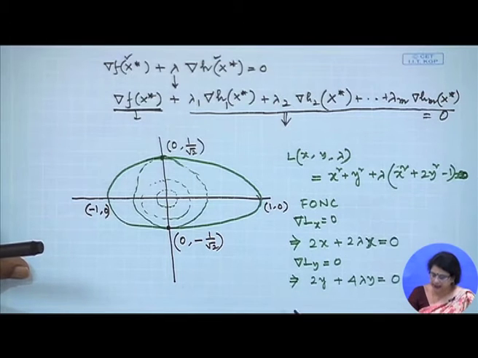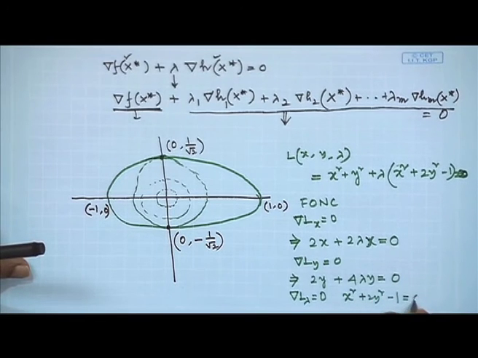What else are we getting? We are getting L lambda must be equal to 0. It means that x square plus 2y square minus 1 is equal to 0.